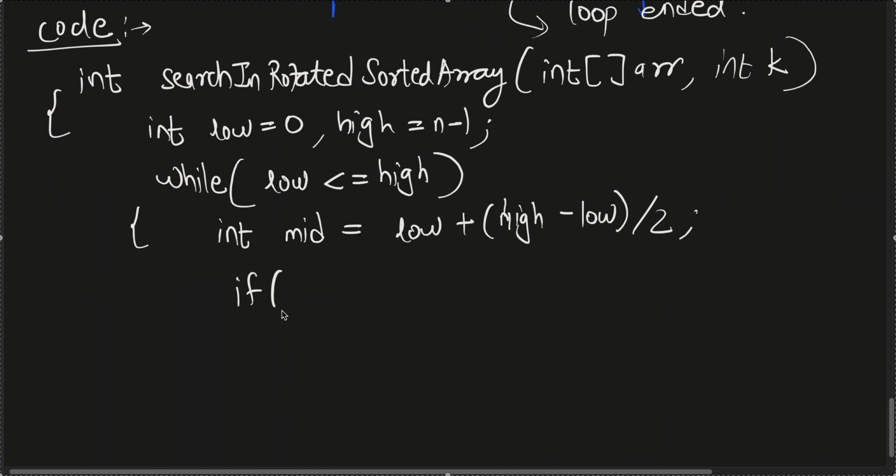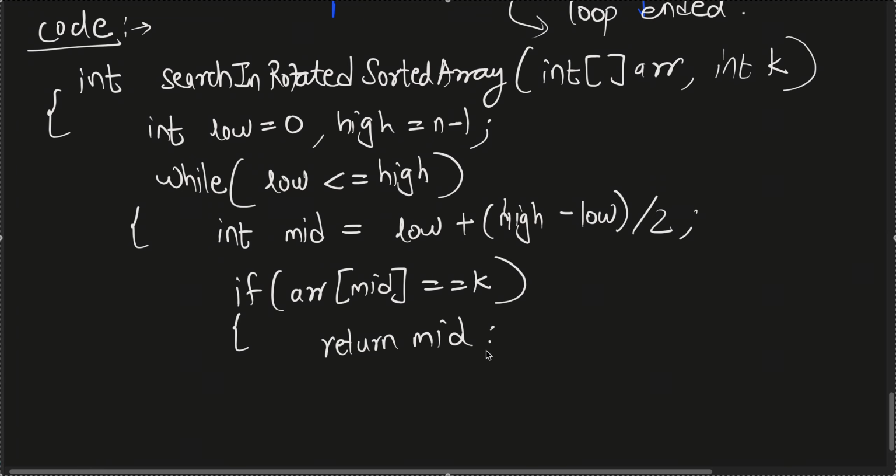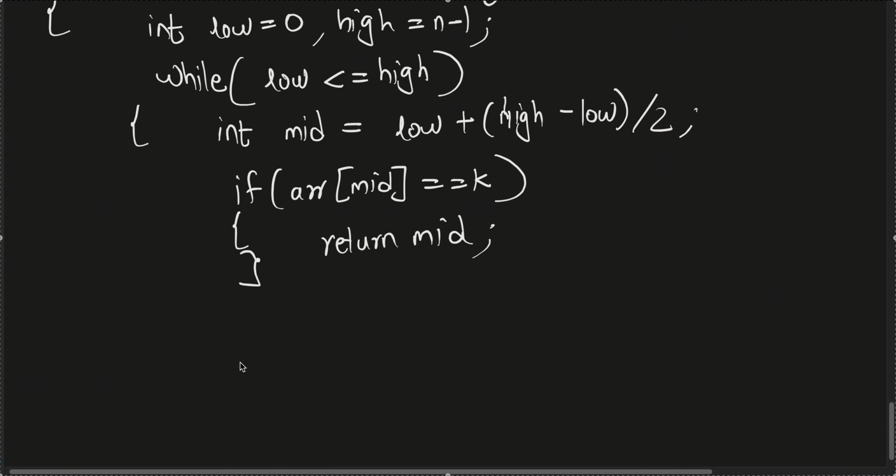Now we will check if array of mid is equal to k. If this happens, then the element is present. So what we'll do, we will return the index of that element. We will return simply the mid value, right?